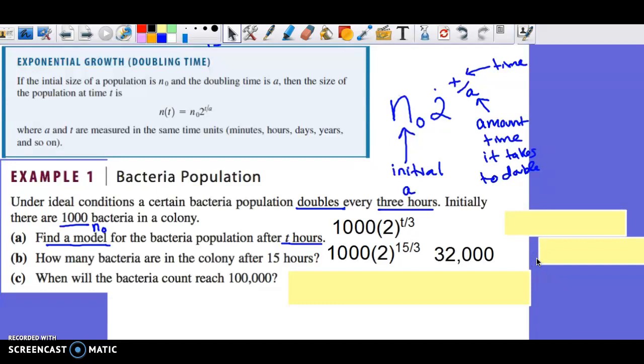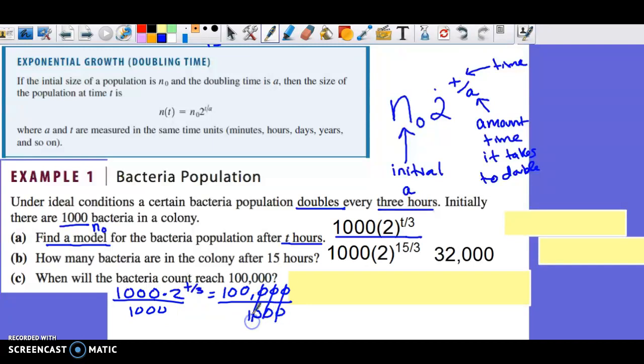And the last part is the more new stuff that we've been working on, where you're actually solving. So I want to know how much time there has to pass for me to reach 100,000 bacteria. So what I'm going to do is take this equation and set it equal to 100,000. So 1,000 times 2 to the t over 3 equals 100,000. And this is what we did in 4.5, solving for exponential equations. First thing I'm going to do is isolate. So I'm going to divide both sides by 1,000.